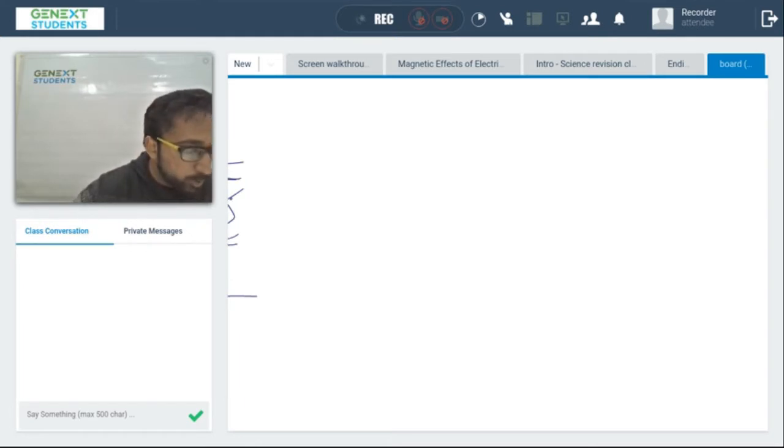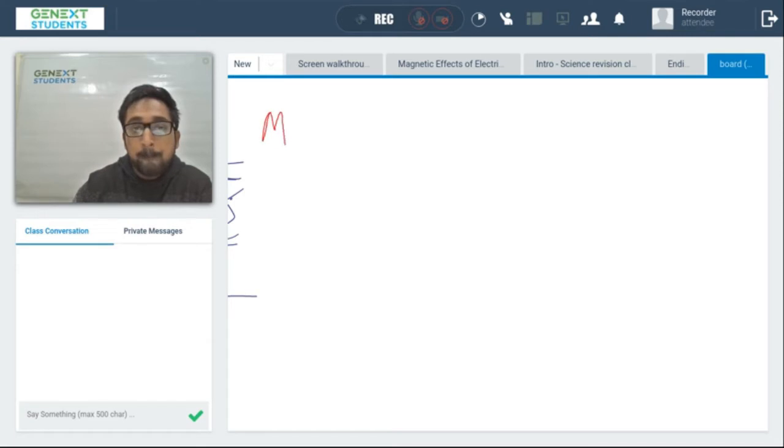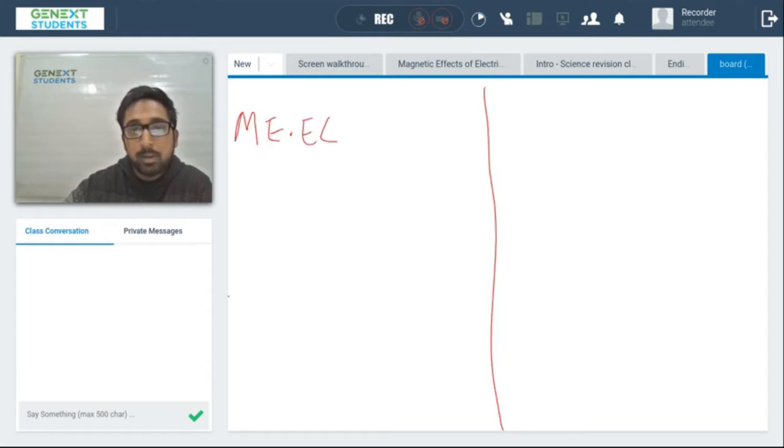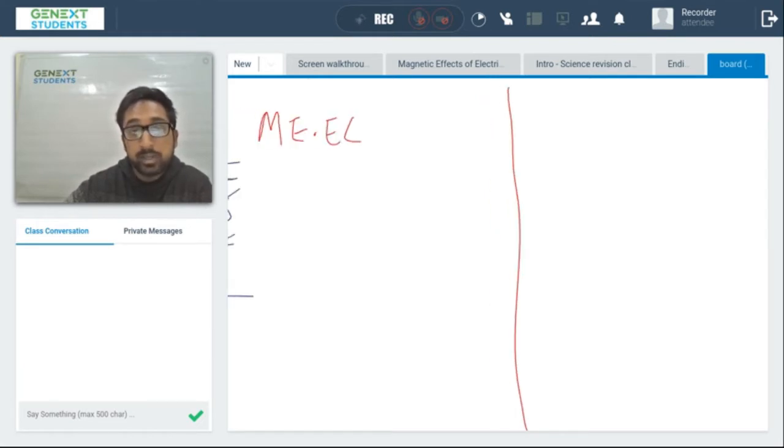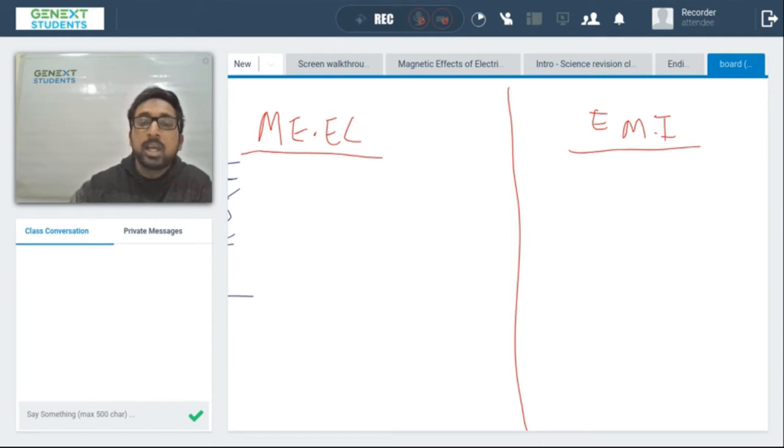This chapter is basically divided into two parts. The first part is magnetic effects of electric current, and the second part is electromagnetic induction. Even if you go through your NCERT textbook, you will come across only these two important topics, and every other thing will be subdivided into these two topics.